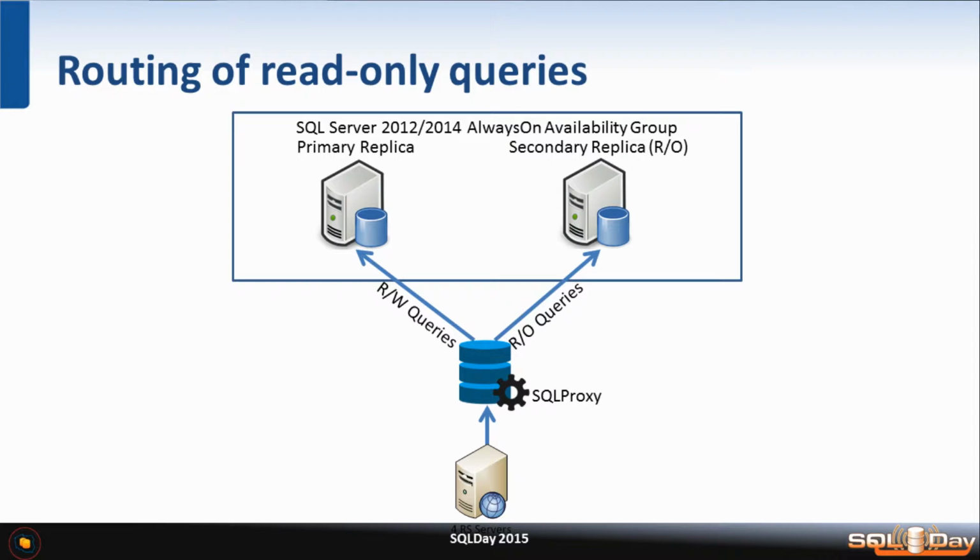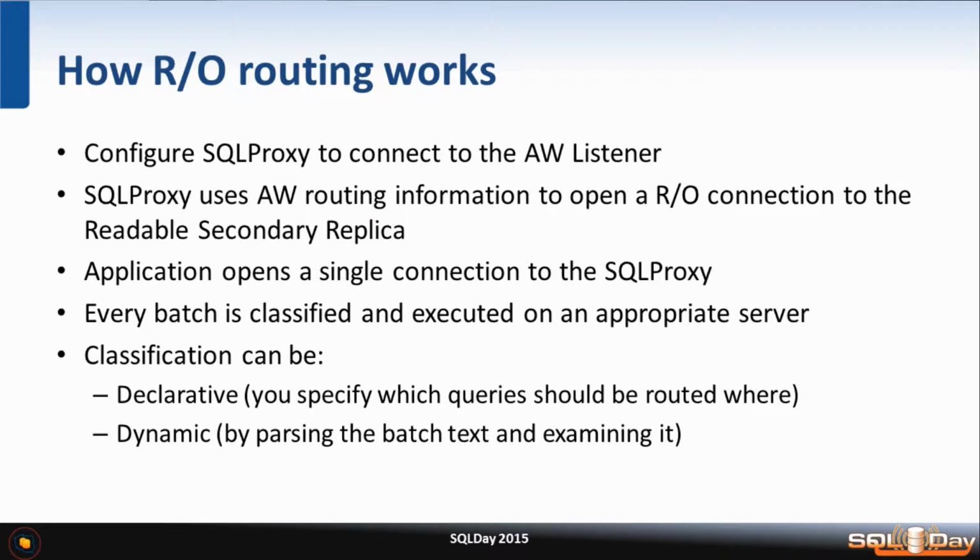So the application connects to the proxy itself, and it talks to the proxy just like it was SQL Server. And the SQLProxy decides which queries go where. So basically, in the background, we're going to open 2 connections. We're going to open a read-write connection to the primary replica and send all your read-write queries over there. And we're going to open another read-intent-only connection to the secondary replica and send your read-only queries over there. Right? And we can do it in a couple different ways.